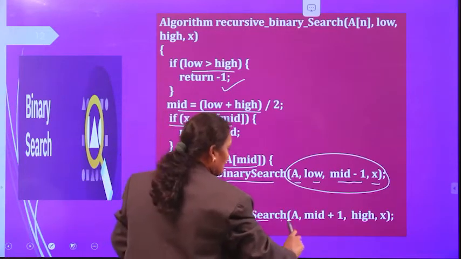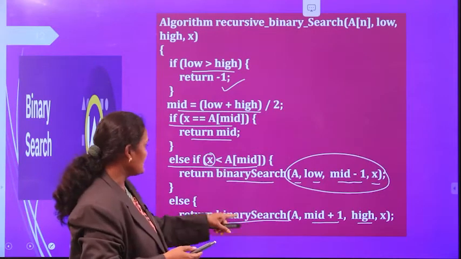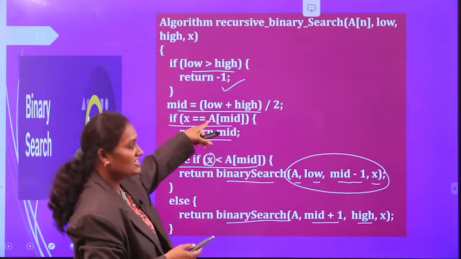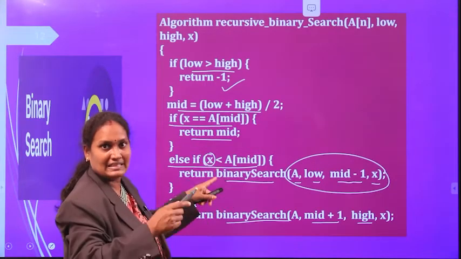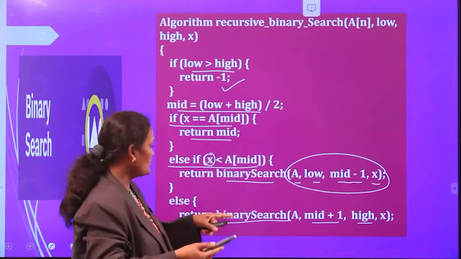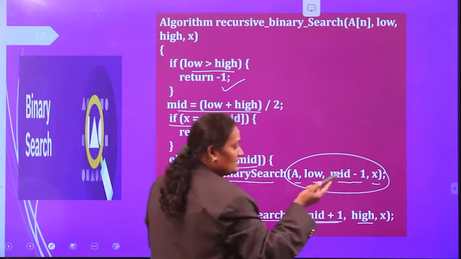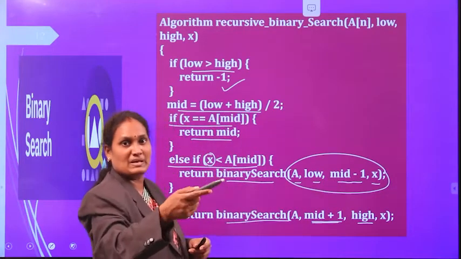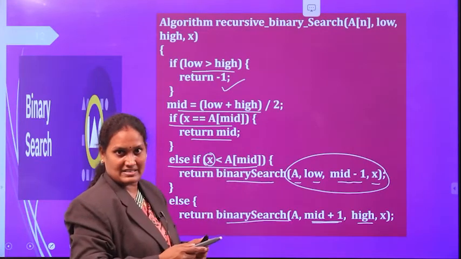Else, we are calling the binary search for mid plus 1, high. In this case, if this condition is not true, then x is greater than A of mid. That is, the possibility of the presence of x is in the right subarray. So, we are calling the binary search for mid plus 1, high. That is, low becomes mid plus 1, and from mid plus 1 to high, we are calling binary search.